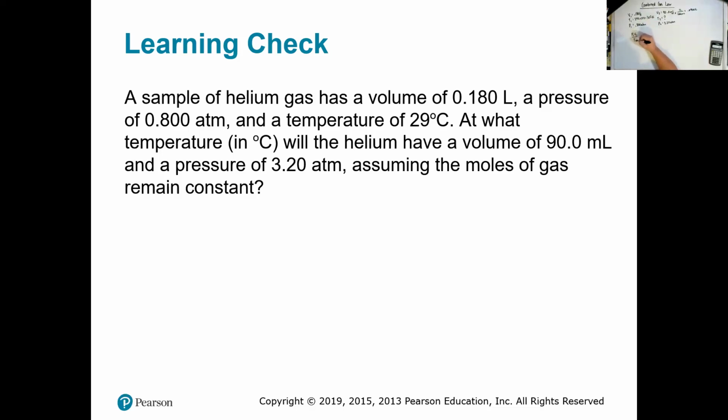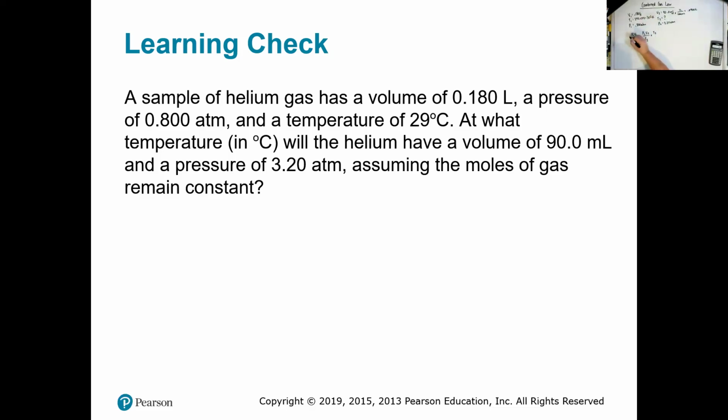Okay, and now we're going to write out our combined gas law. And we're going to want to solve this for T2. And again, this goes back to what we said before. In this case, T2 is in the denominator, and it cannot be in the denominator. We have to first pull it out of the denominator. That has to be our first step.